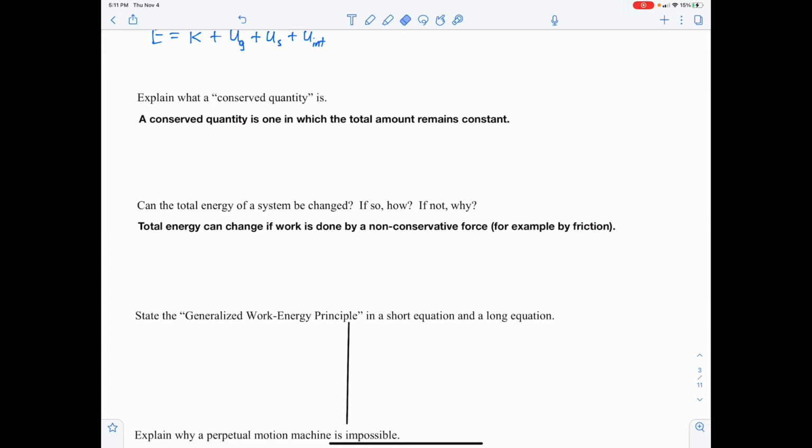Total energy can change if work is done by a non-conservative, that means external force, like friction, like an applied force. If work is done by some external force, then the total energy can be changed, increased or decreased. We'll talk more about what conservative and non-conservative forces are shortly, so don't worry so much about that definition just yet. It's good to note it right now so that we can see its context, but we'll explain it shortly.